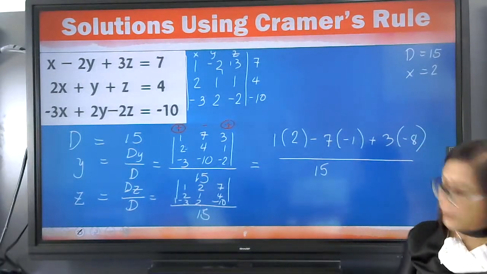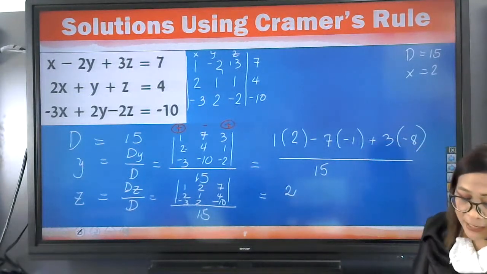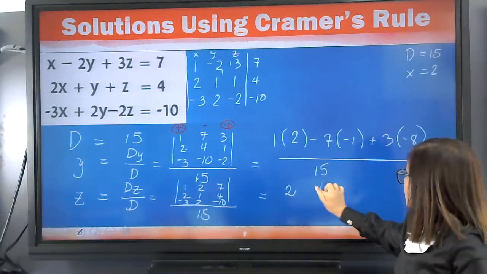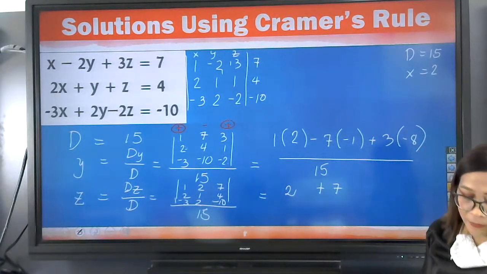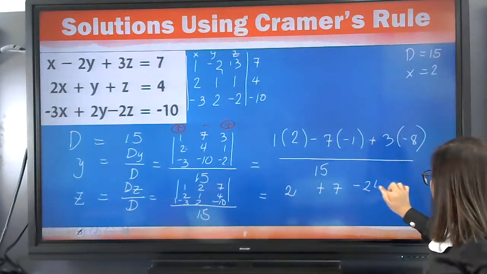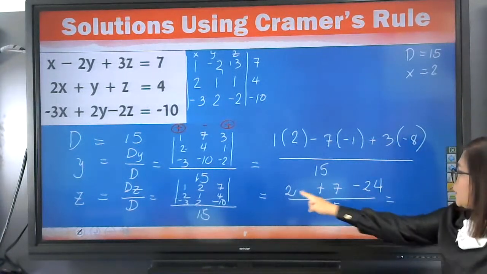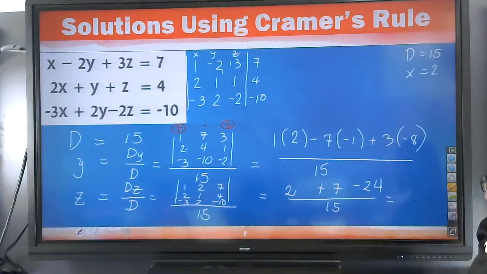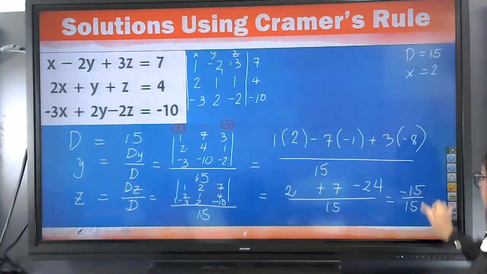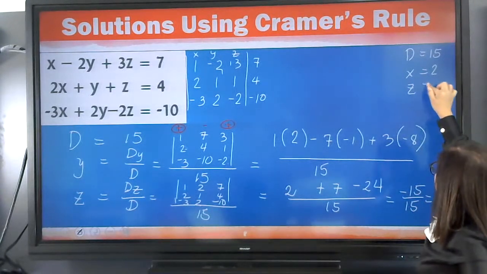So what do we have here? Equals what? 2. Negative 7 times negative 1 is equal to plus 7. And then 3 times negative 8 is equal to negative 24, over 15. This is equal to 2 plus 7, which is 9, minus 24, which is negative 15 over 15, correct? That is equal to negative 1.